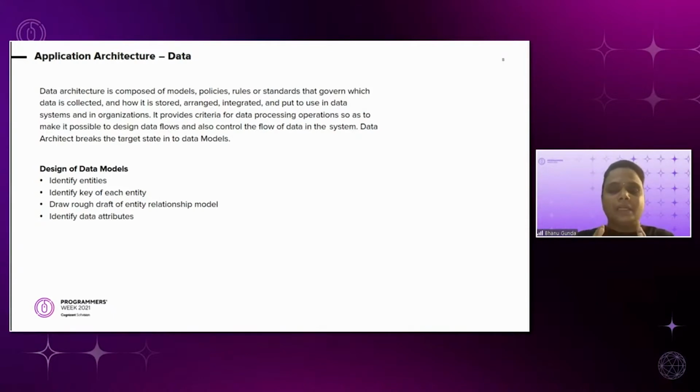And how does he provide data architecture guidelines? The data architect will provide data architecture guidelines in the form of data models. So how will he design the data models? First, he will identify what are all the different entities that can accommodate all the data required by the business team. Then he will identify each and every key for each entity, and draw a draft of the entity relationship model. And then he defines attributes for each and every data entity. So he would provide the complete data model before we even start doing anything with the application, and all the stakeholders are very clear about how we are going to manage the data by seeing these data models.